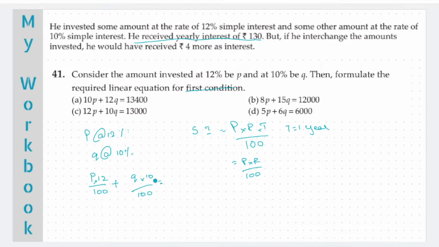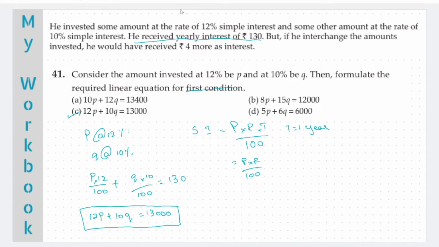And what is the interest that he received per year? Yearly interest of rupees 130. So both these interests together made 130. So if we simplify this, 12P plus 10Q will be 130 times 100, so it will become 13,000. So this is the equation for the first condition. So it is option C, 12P plus 10Q equal to 13,000.